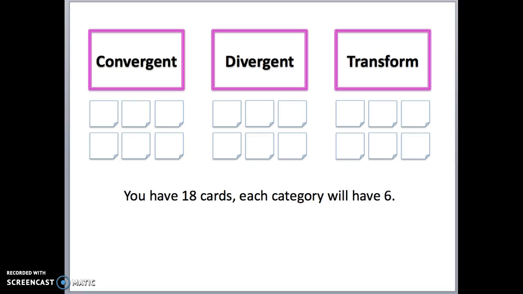And lastly, you guys are going to do a card sort. When you get your card sort, set out these 3 categories. You should have 3 categories. We have convergent, divergent, and transform. You're going to receive 18 cards, and you're going to divide these cards into the appropriate category. Each category will end up with having 6 cards. And these cards are definitions or examples of those types of boundaries.